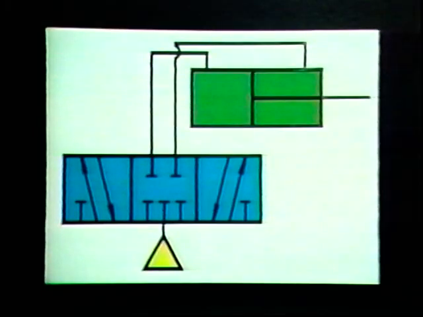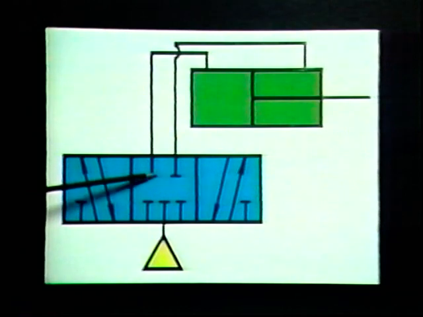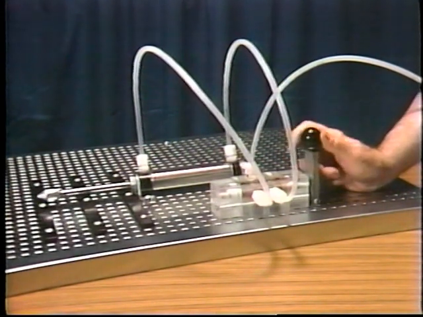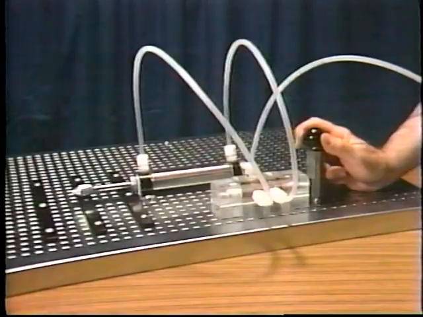Now, if what the system requires is a rod that can be stopped and held in position, we would use a valve with a blocked center condition. As you can see from the diagram, with the valve in its neutral state, both ports of the cylinder are blocked. So once pressures on each end balance out, the piston will stop and remain where it is stopped.